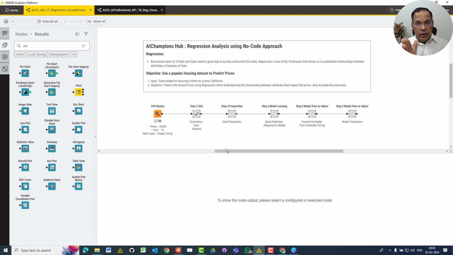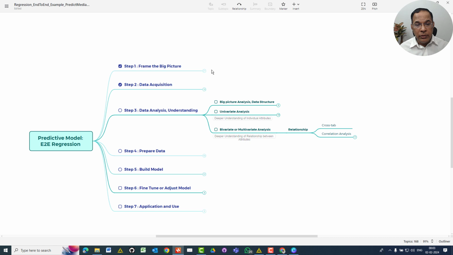All right, so we will stop the video here. This is the second part of the video where we have gone through the exploratory data analysis. Now let me pull the mind map again. We have come to step 1, step 2, data acquisition, which is where we looked at the CSV file, and now we are looking at data analysis, and we have got a good sense of how the data is distributed. Most of them are skewed, most of them are falling in a particular range, and so on.